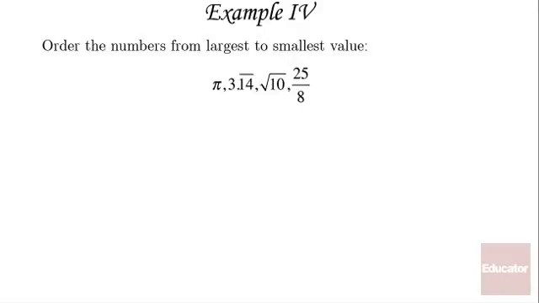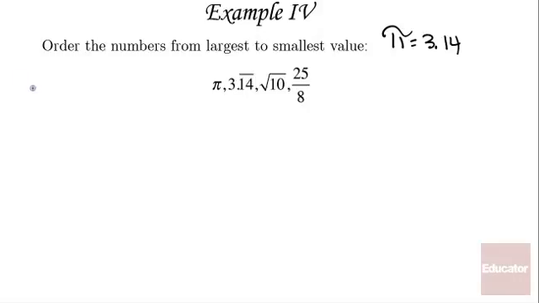In our final example, we're going to order the numbers given from largest to smallest value. And when you look at these, they're in all different forms, making it very difficult to compare them. Therefore, in order to compare them, I'm going to get them all in a similar form. I'm going to get them all into a decimal form. And pi equals 3.14. Now, the second number has a bar over the 1.4.